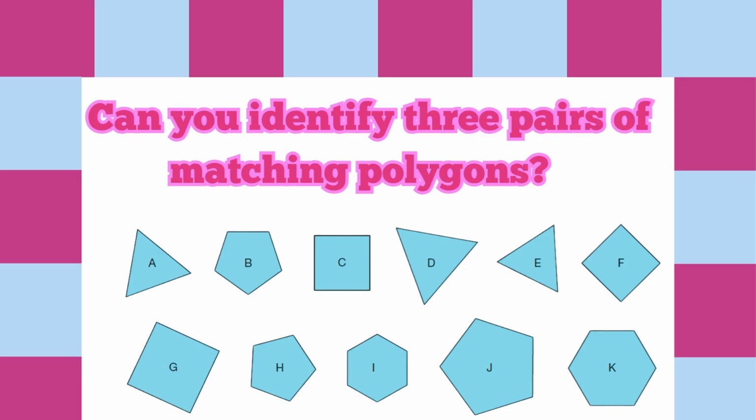Here are some polygons. I would like you to try and identify 3 pairs of matching polygons. Now remember, in order for them to match, they have to be exact. Their sides and angles need to be equal or identical to one another. There will be 3 pairs of matching polygons from this set. You may choose to pause the video and try it on your own first, or stay right with me and we'll talk about them.